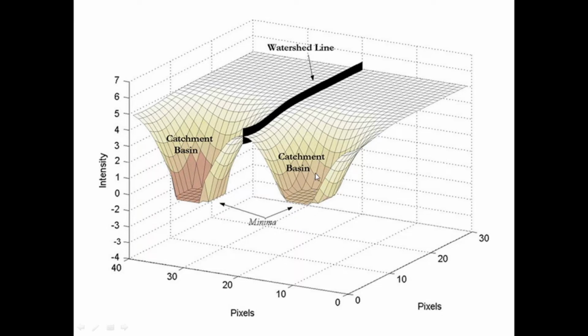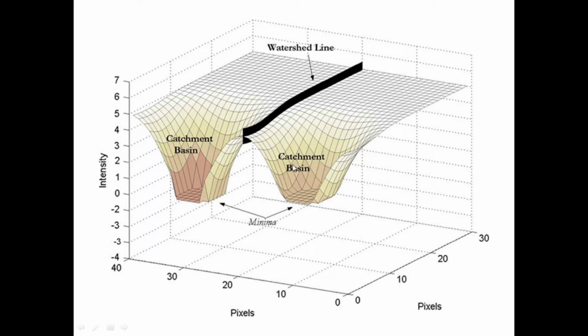The next component in this topographic view is the watershed line. What is this watershed line? It is a dividing line. Whenever a raindrop or a water drop is placed on the line, it has a probability to fall into this catchment basin or into that catchment basin. That means these are the points at which it would be equally likely for a drop of water to fall into more than one catchment basin.